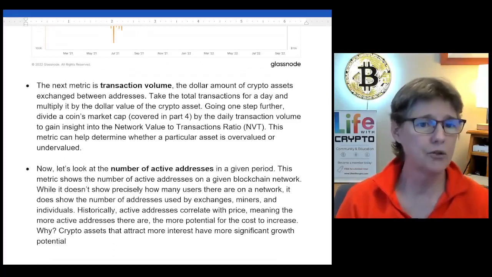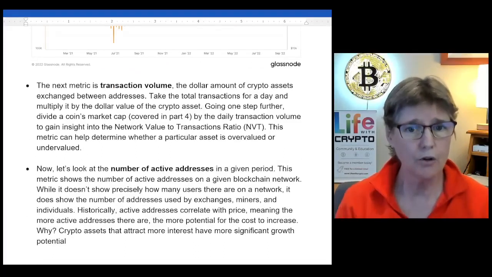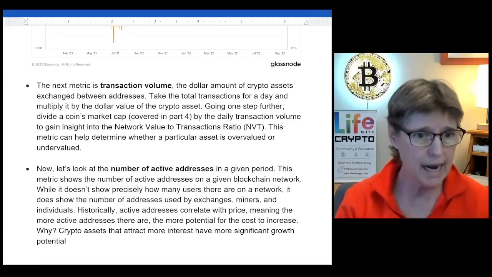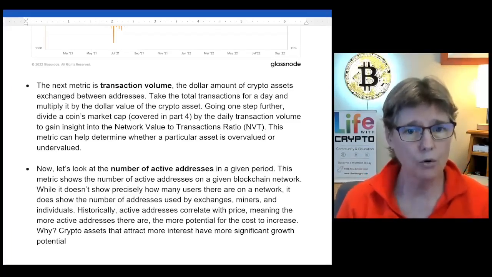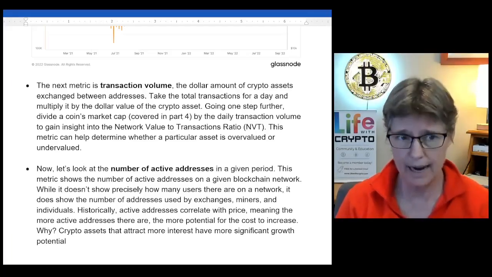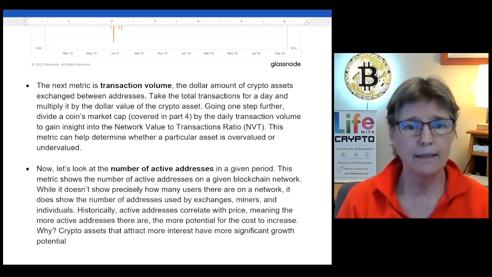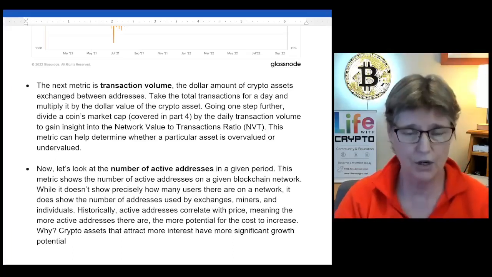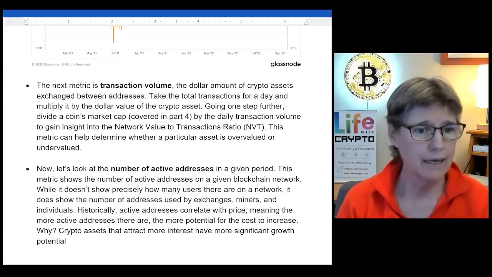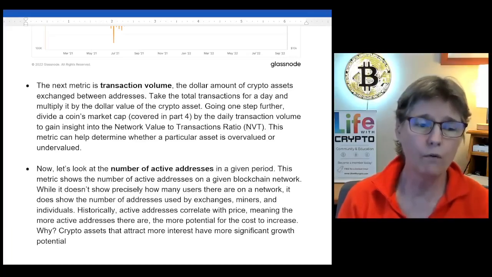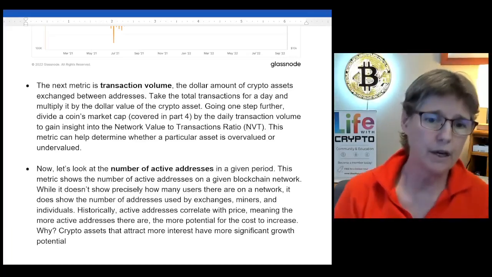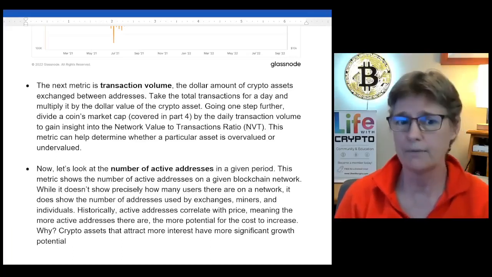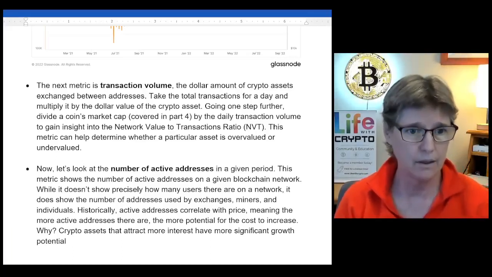The next metric is transaction volume, which is the dollar amount of crypto assets exchanged between addresses. So take the total transactions for a day and multiply it by the dollar value of that crypto asset. Going one step further, you can divide a coin's market cap, which I'll cover in part 4, by the daily transaction volume to gain insight into the network value to transactions ratio metric. And this metric can help determine whether a particular asset is overvalued or undervalued. And if you don't really understand what that metric is, don't worry about it. There's lots of things to look at, and that is a little bit of an advanced thing to look at.